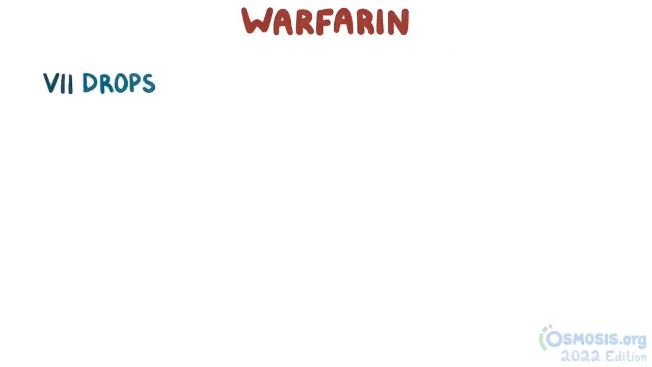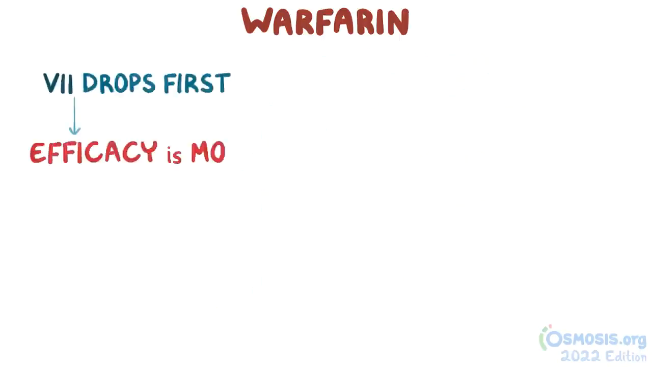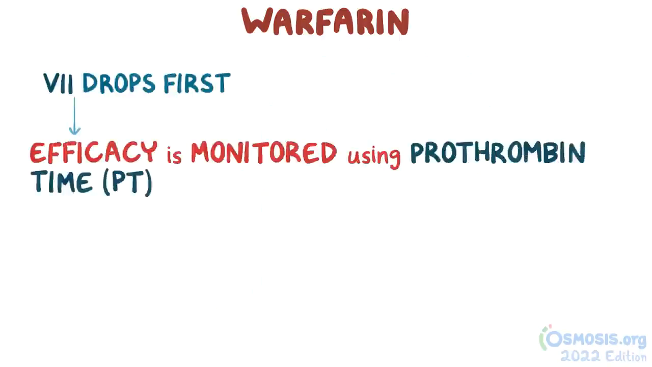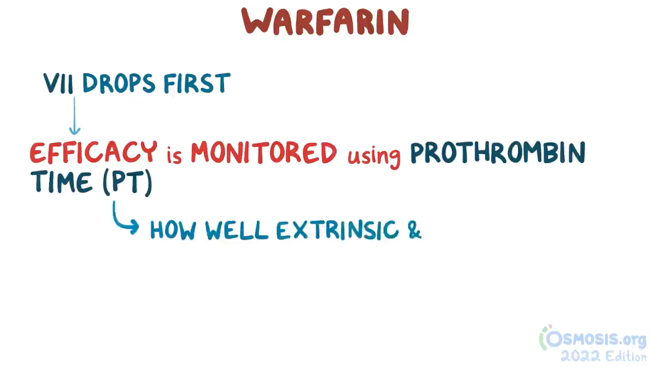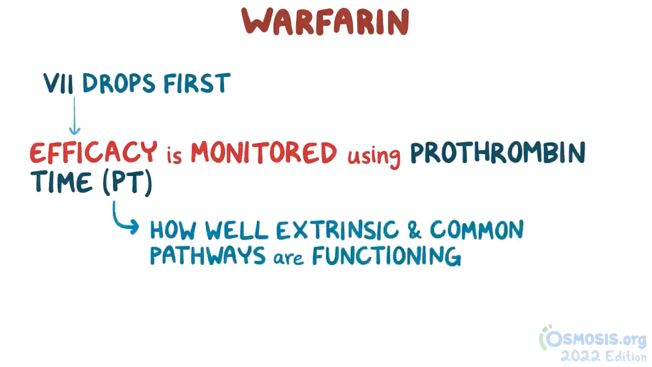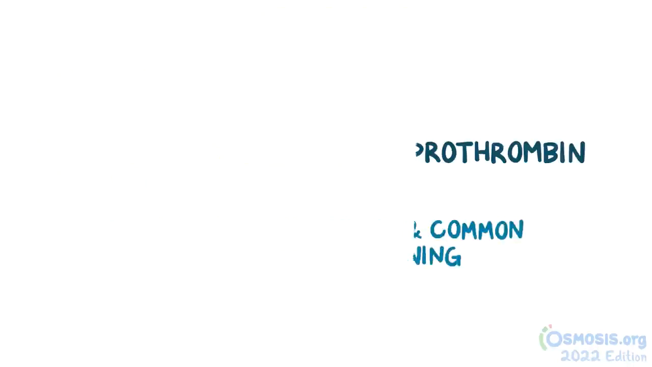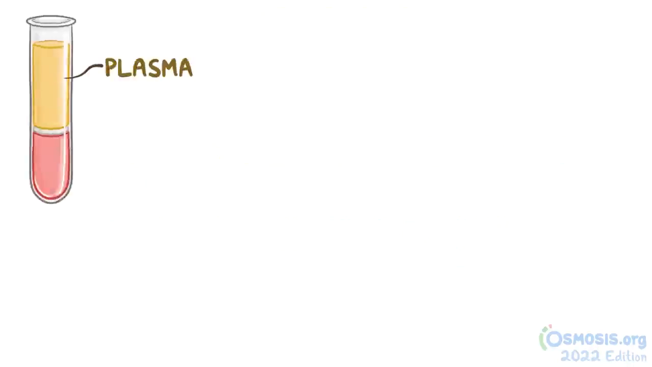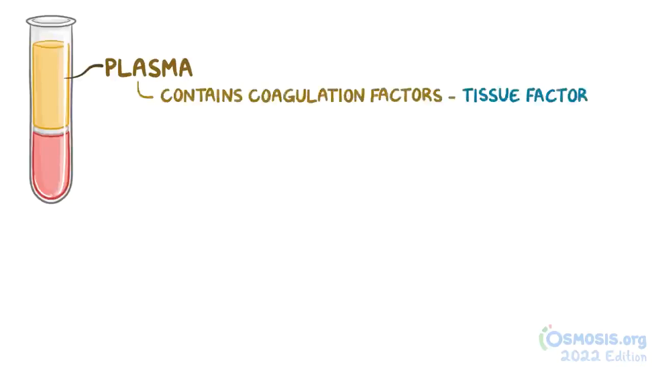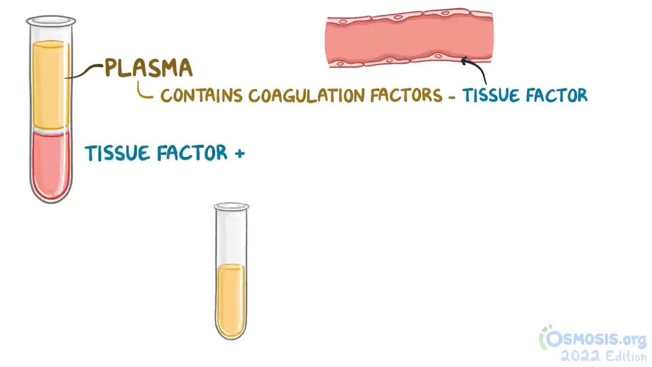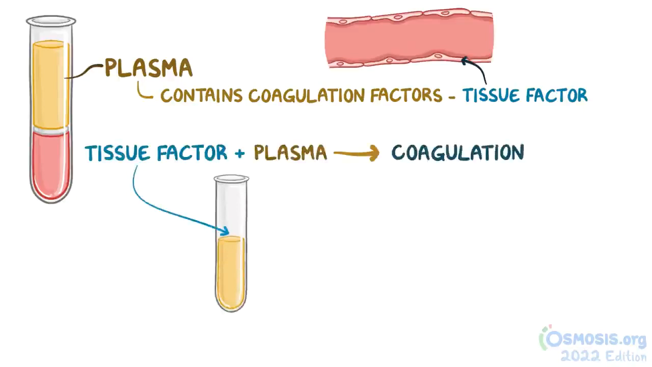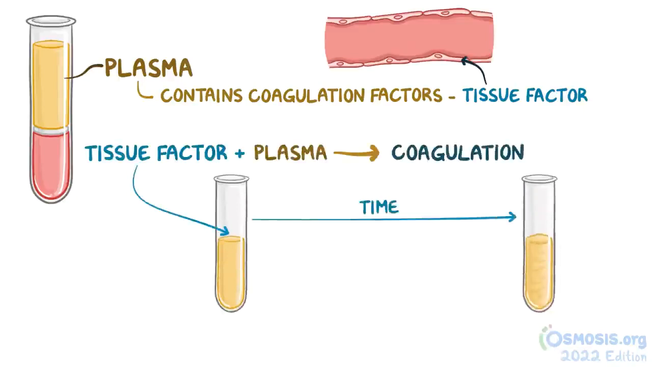Since factor VII drops first, warfarin's efficacy is monitored using a blood test called prothrombin time, or PT, which is a measure of how well the extrinsic and common pathways are functioning. To perform this test, blood is drawn and the plasma is separated out by centrifuge. The plasma contains all the coagulation factors minus tissue factor, which is normally found within the blood vessel walls. Next, tissue factor is added to the plasma to trigger coagulation, and the time until the sample clots is measured.